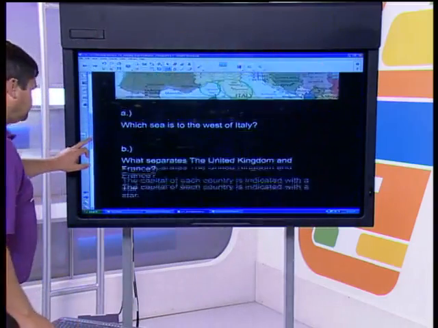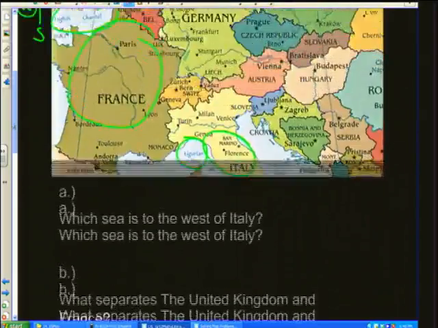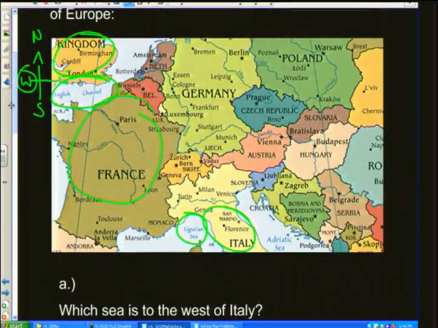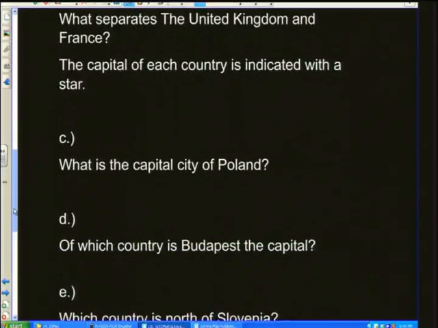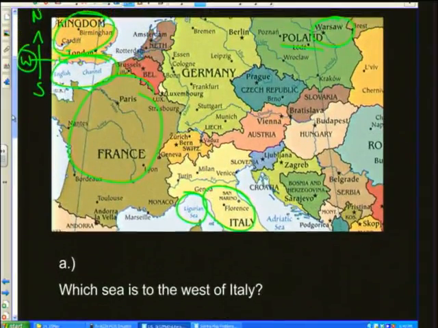Okay, now, the capital of each country is indicated with a star. What's the capital of Poland? Here's Poland over here. My capital has got a little star, and it's Warsaw. Okay, now, next question. Of which country is Budapest the capital? Now we've got to find the actual capital. You notice the difference between those two questions. The one question was they gave you the country and said, hey, what's the capital? Now they're giving you the capital and saying, hey, what's the country?